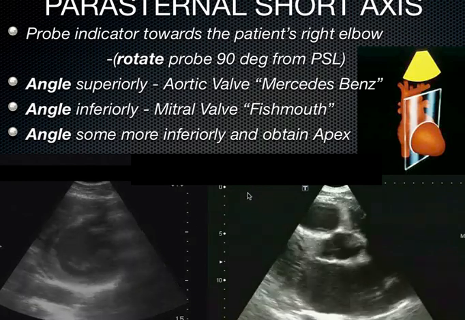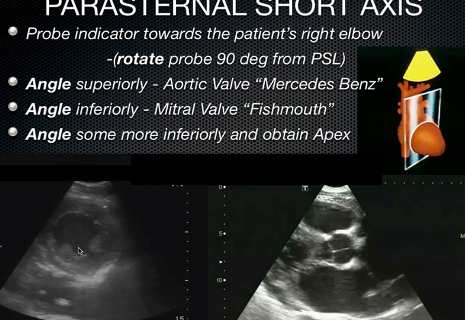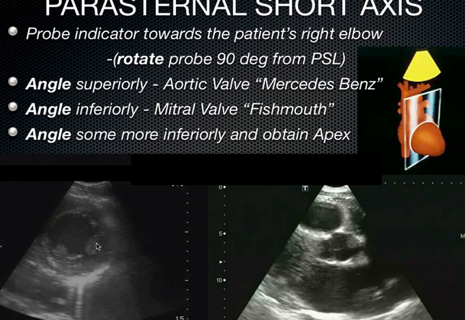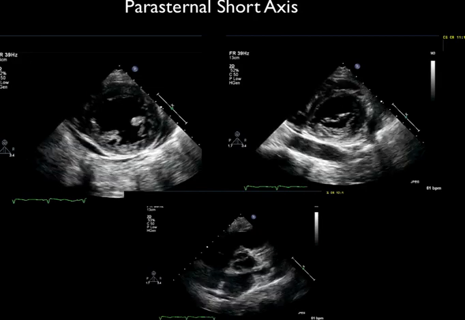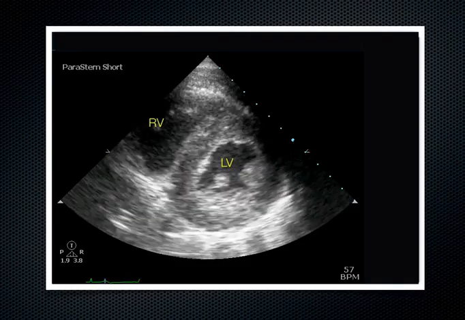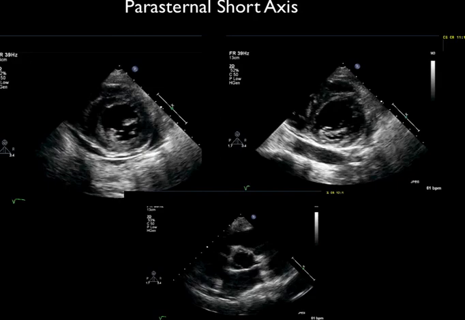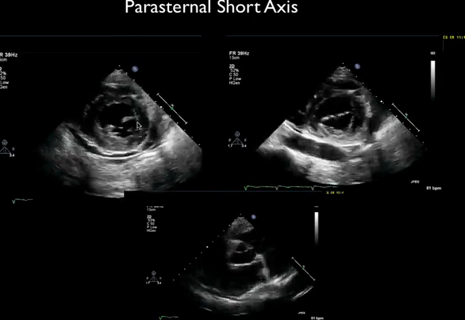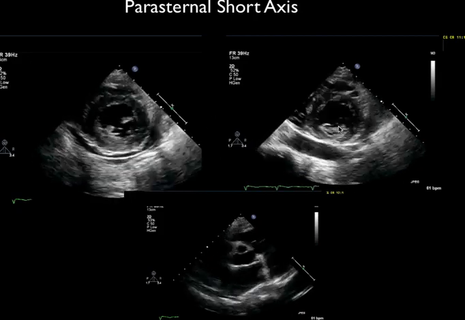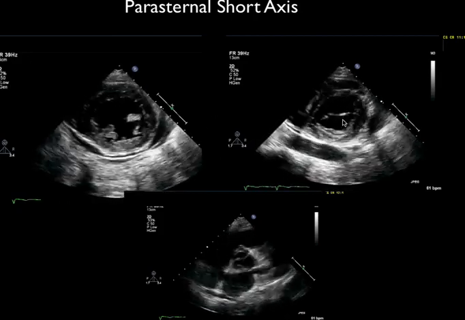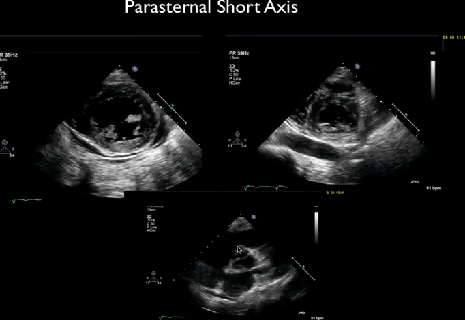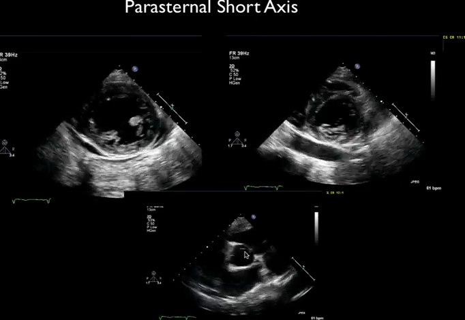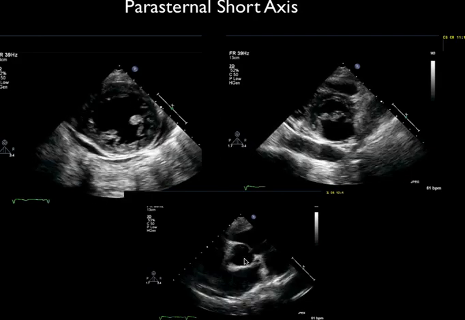And then eventually you go down even more inferiorly and you'll get to where the papillary muscles are right here. In fact, that's a good example, the mid-pap view. It's down towards the apex. So you've got the probe in the same plane, but you can be at different cross sections. Here we are very distally at the mid-pap view, the papillary muscles we see there. We get a little more proximally, and we can see that fish mouth view of the mitral valve. And then even more proximally in the parasternal short axis, we can see the aortic valve.